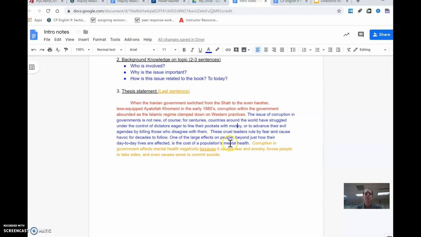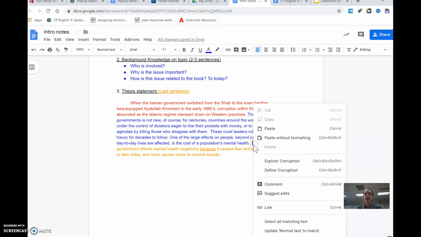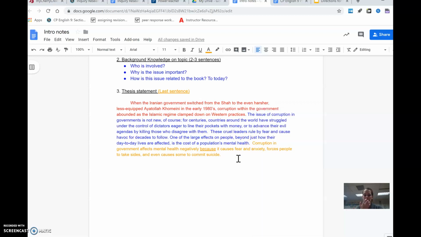One of the large effects on people, beyond just how their day-to-day lives are affected, is the cost to a population's mental health. So now I'm really starting to focus in on my topic. And here's my thesis statement that I got stamped last week by Miss Nance. I'm just regurgitating it exactly how I wrote it earlier. Corruption in government affects mental health negatively because, here are my reasons, it causes fear and anxiety, forces people to take sides, and it even causes some to commit suicide.